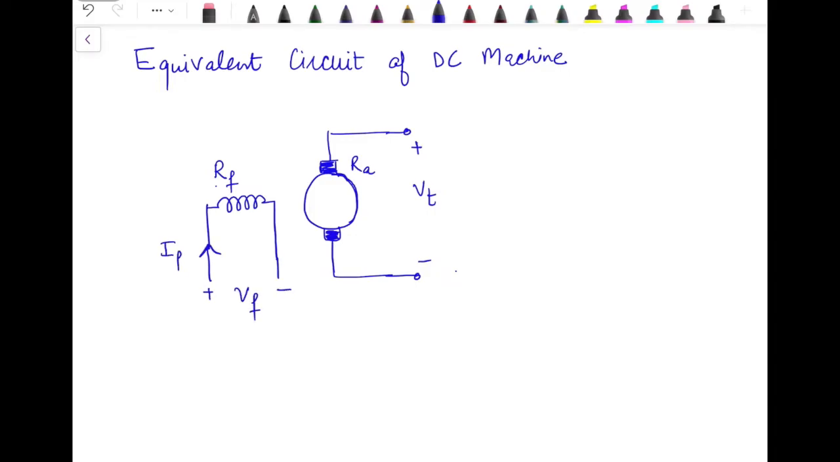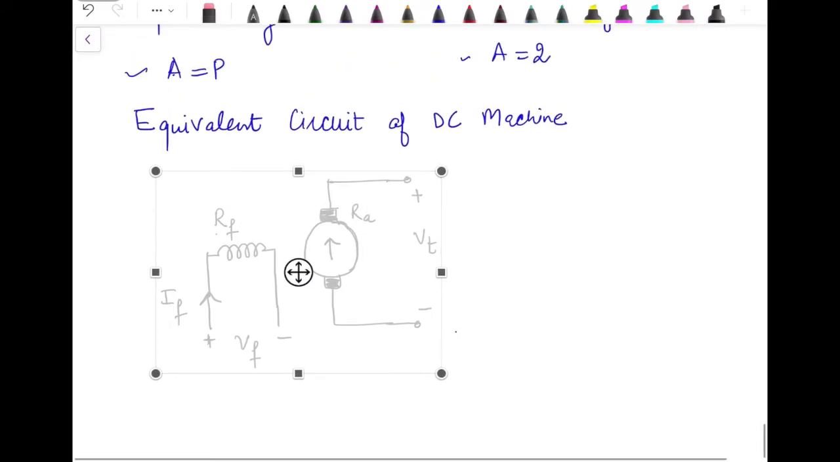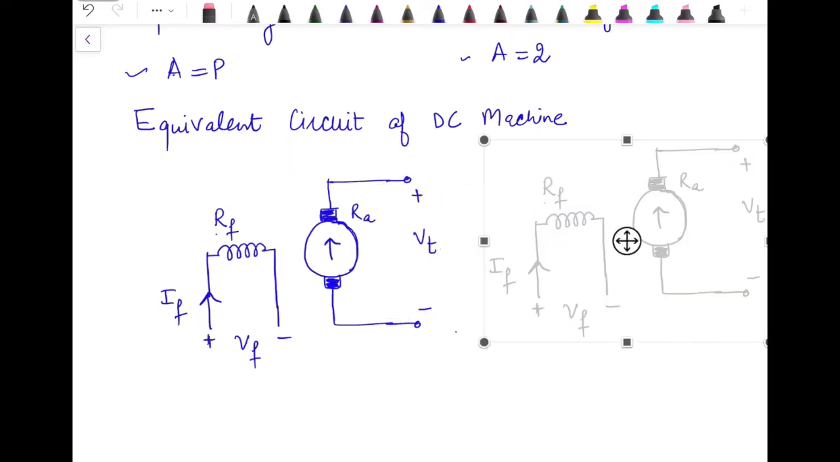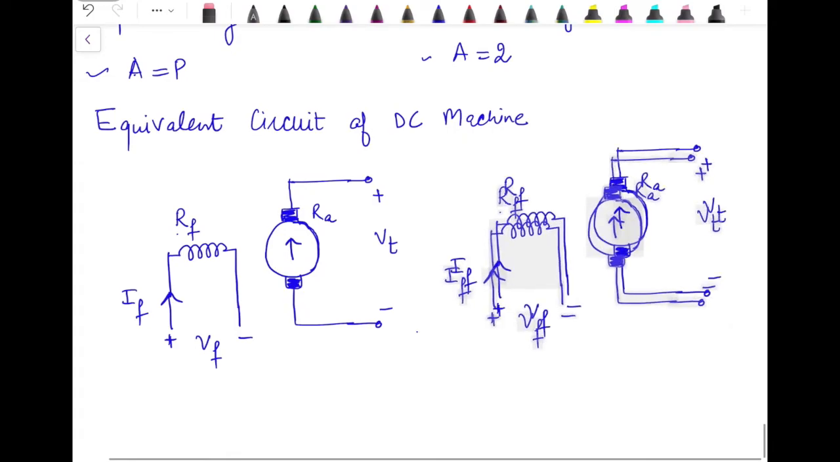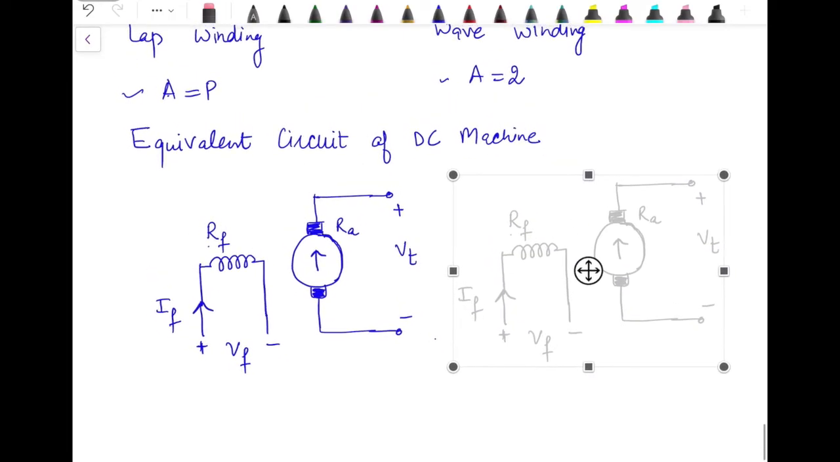Current is always flowing in the field winding, whether it's a motor or generator. In this we have the induced EMF. Now this is the equivalent circuit which we can say of motor and generator, if we know what our direction of current in the armature is.